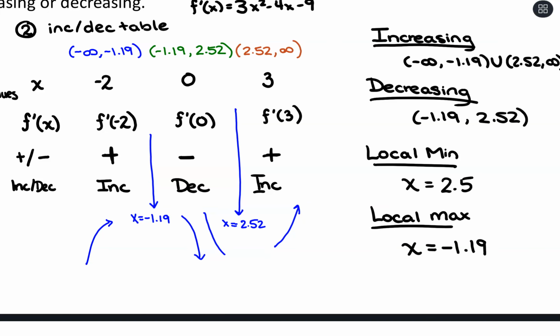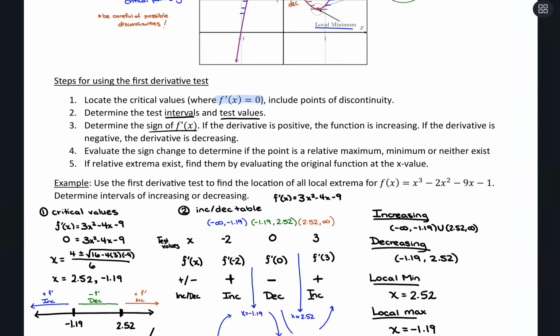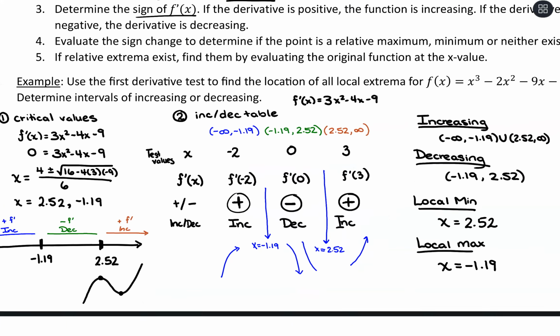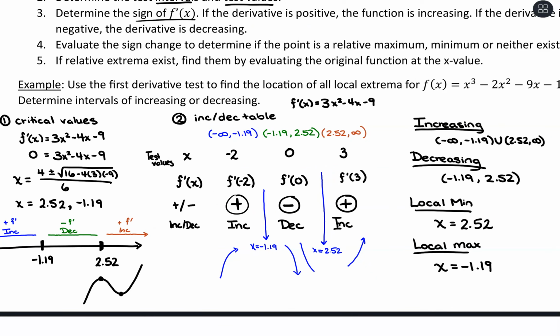So to go back to our wording here, number 4, evaluate the sign change to determine if the point is a relative maximum, minimum, or neither. And so with how we're switching from positive to negative and then negative to positive, that's showing us our local minimums, maximums. The case of neither is if it stays the same. If we have increasing, then increasing again, it's possible that it's an inflection point. It's possible it's a discontinuity. Those are cases we want to be careful of. Okay, so that's our process.